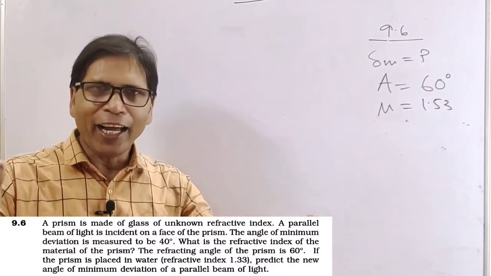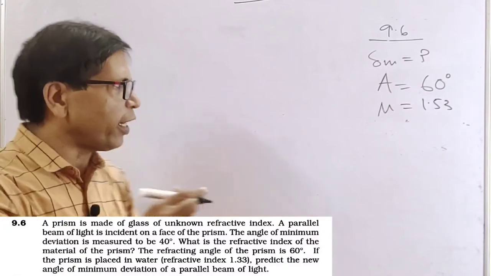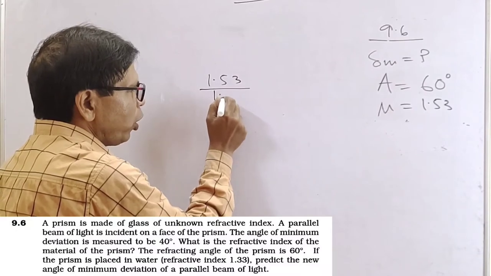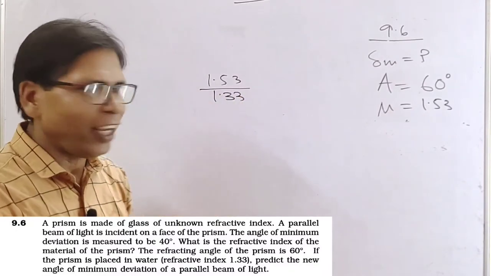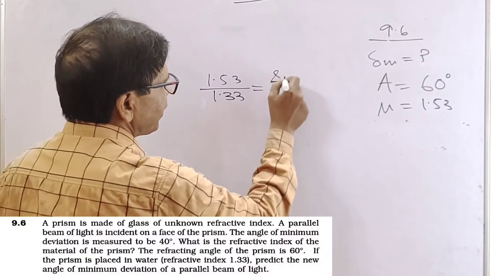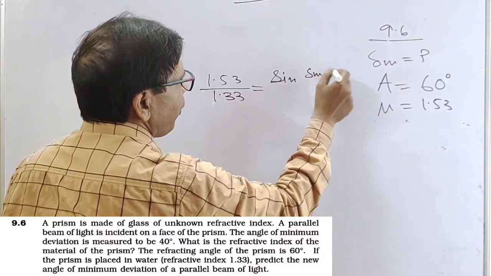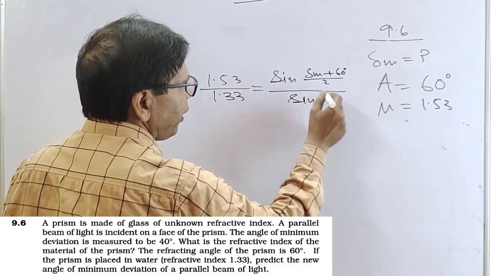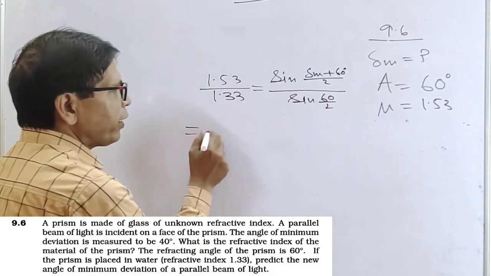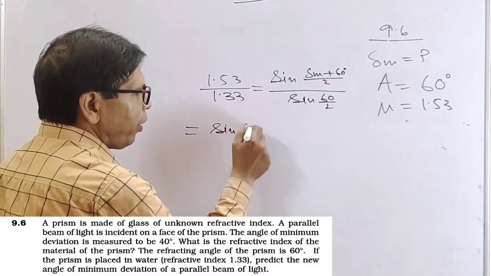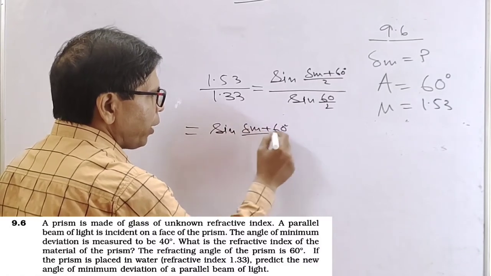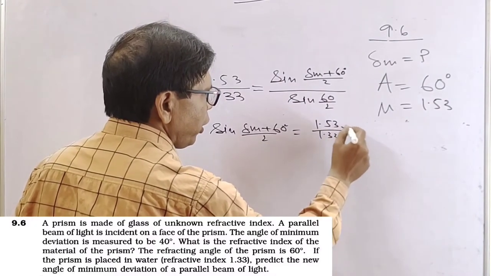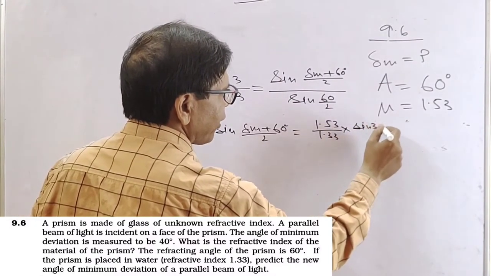Here, the RI of the prism with respect to water equals 1.53 divided by RI of water, which is 1.33. Now this becomes sine of (delta m plus 60 degree) divided by 2, whole divided by sine 60 degree by 2. So sine of (delta m plus 60 degree) by 2 equals 1.53 divided by 1.33 into sine 30 degree.